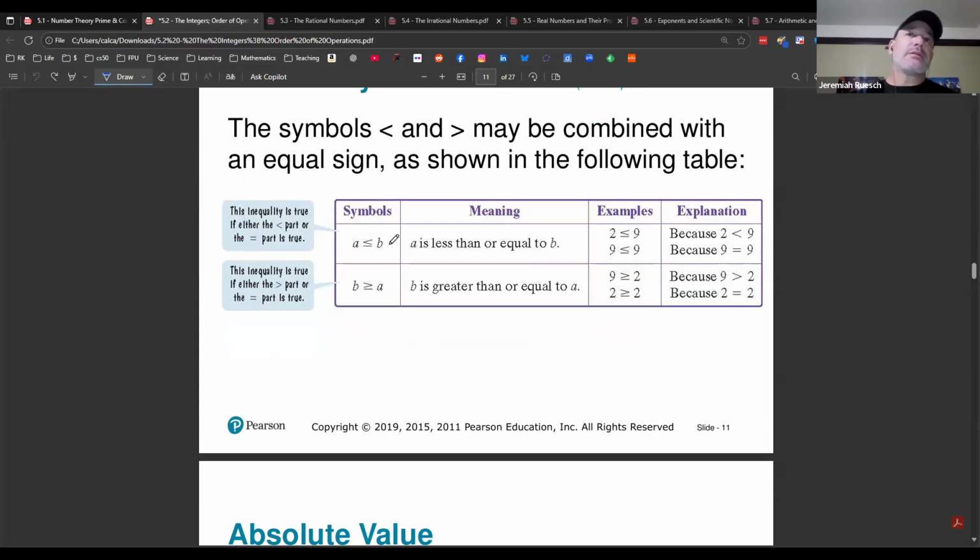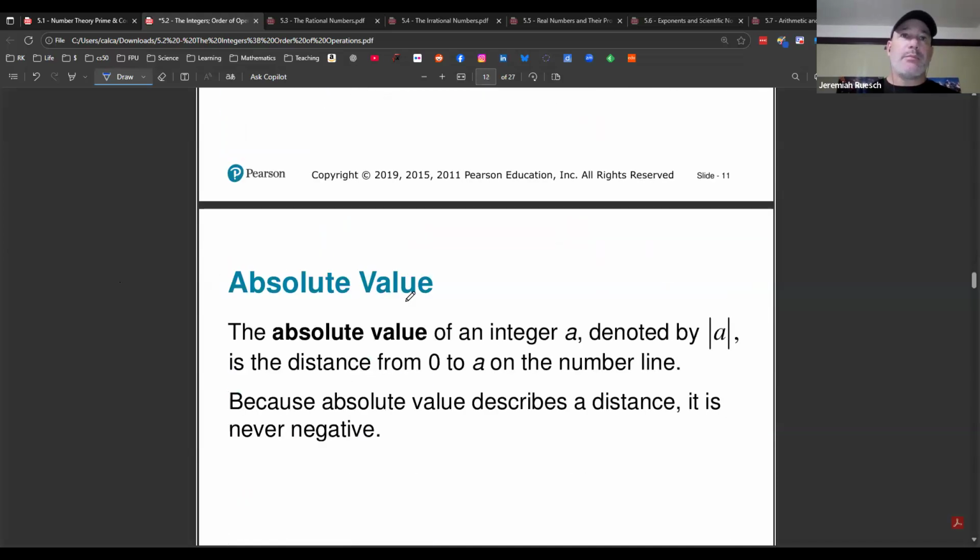So A is less than or equal to B. Here we have, again, if you think of the hand, here's your index finger and your thumb. Then this is less than. And then the little line underneath of it is indicating the equal to. So it's less than or equal to. This means that A could equal B, or A could be less than B. A is a smaller number, or it's equal to B. And this is B is greater than or equal to A. So here, B is either equal to or greater than A.